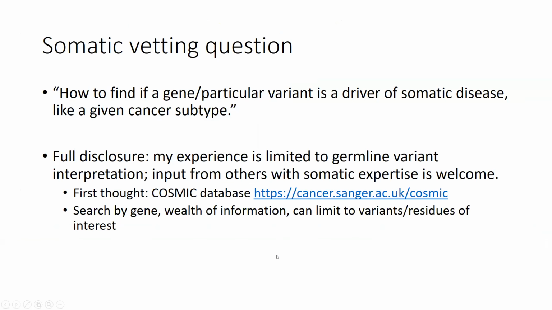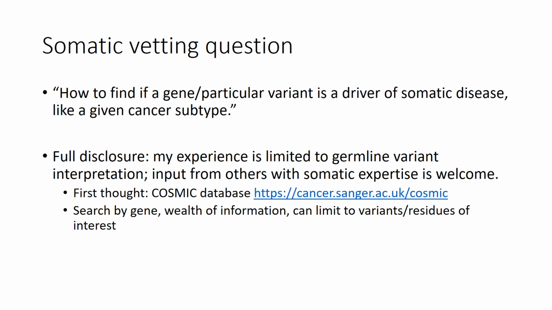We also had a question submitted about somatic variant vetting: how to find if a gene or particular variant is a driver of somatic disease, like a given cancer subtype. Just so I'm being honest, my experience is very limited to germline variant interpretation. I'd welcome thoughts from others who have somatic expertise. My background is in cancer, so I know a few things.